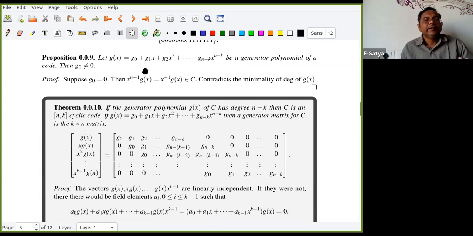What I want to tell in this small result is that the generator polynomial does not have constant term 0. The constant term is always non-zero. How are we proving it? Suppose g0 equals 0, correct? Then x power n minus 1 into g(x) is how much? It is x power n into x inverse, right? But what is x power n? It is 1. So x inverse into g(x). Now if g0 equals 0, I am multiplying by x inverse. Then what do you know about this polynomial's degree?